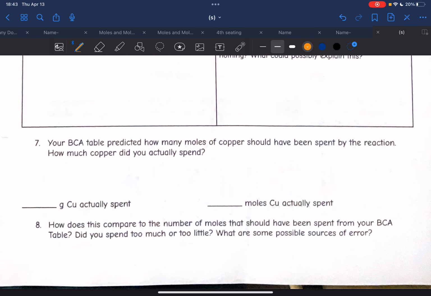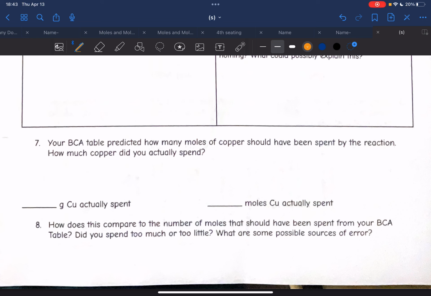Number 7, my BCA table predicted how many moles of copper should have been spent by the reaction. So that's going to be this number, right? 0.00515 moles. That's how much I would spend if I spent all of this silver nitrate. If I spent all the silver nitrate that I had, then I would be doing the reaction this many moles of times, which would mean that that's how many moles of copper I would use. But in reality, I did not use exactly that much copper, at least probably. I haven't done the math yet.